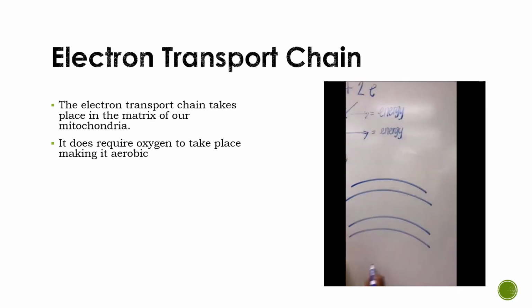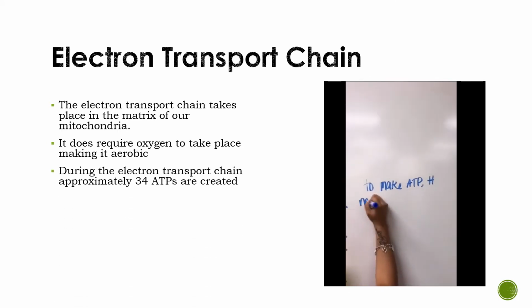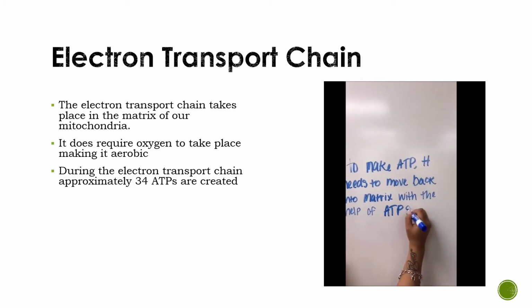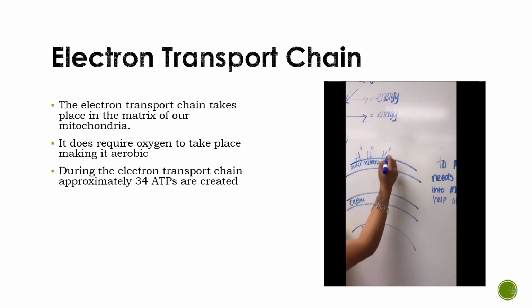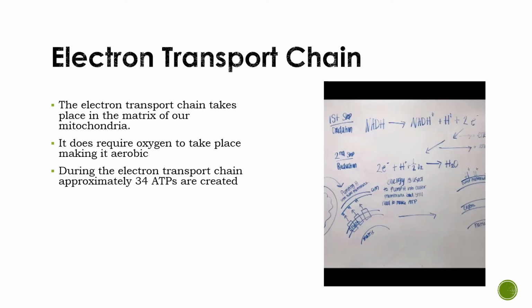The final receptor during the process is oxygen, which binds to hydrogen to make H2O. The advantages of the electron transport chain are the abundance of ATPs produced, and the disadvantage is the need for oxygen to produce ATP.